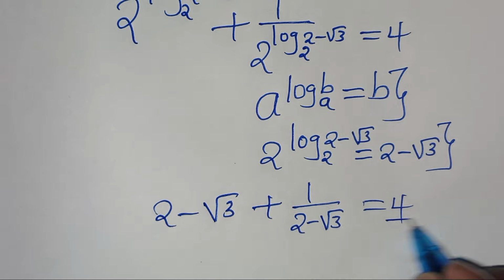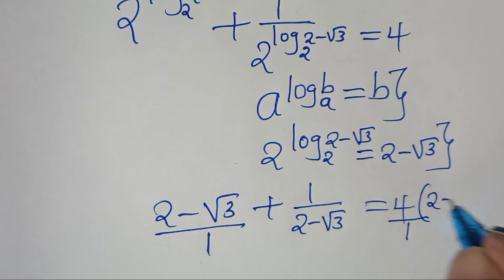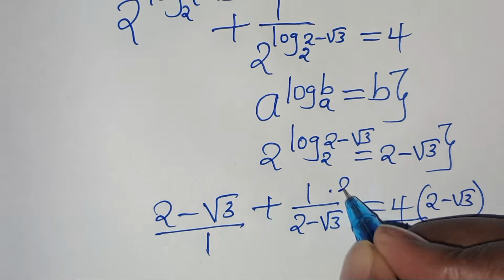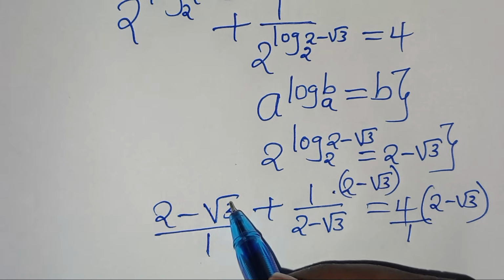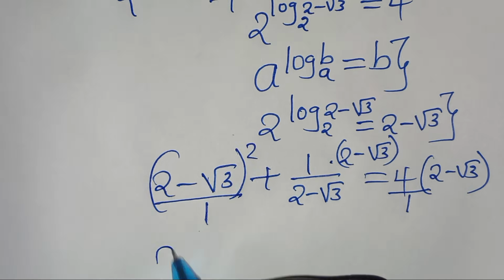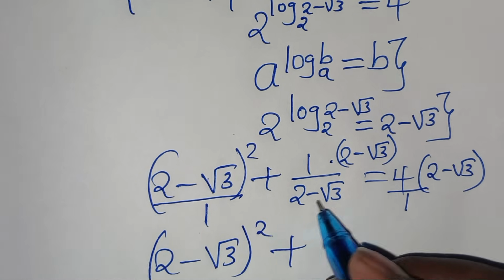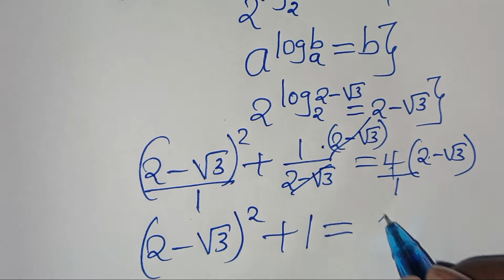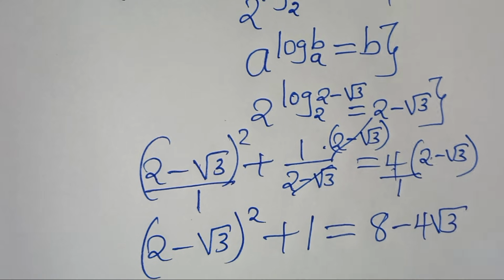Now, we have that 4 is our whole number, so this is over 1, and this is over 1. So the LCM is 2 minus square root of 3. Let's multiply everything by 2 minus square root of 3. So this is 2 minus square root of 3. And then we have 2 minus square root of 3 times 2 minus square root of 3. So this is squared. So we have 2 minus square root of 3 raised to the power of 2, then plus 2 minus square root of 3 here simplifies. So this is 1, and this is equal to 4 times 2. This is 8. 4 times minus square root of 3. This is minus 4 square root of 3.